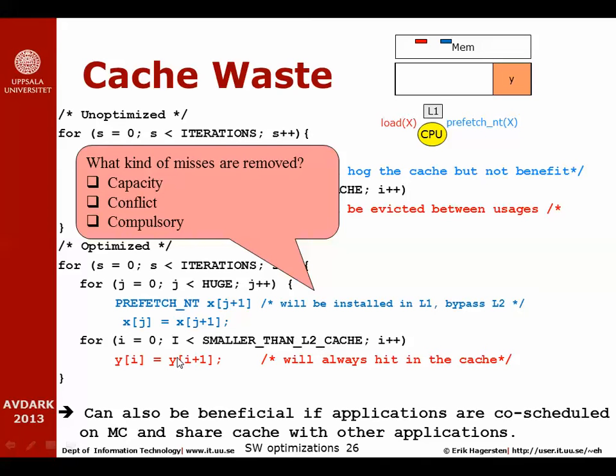This kind of strategy can also be beneficial not just when you run a single application like this fairly constructed example here, but more so if you run many applications together and those applications are scheduled to run in the same multi-core, which means that they would most likely fight for some cache resources at some level in that multi-core. We're going to see now how you can apply an automatic strategy for inserting these kinds of prefetch NT instructions into the code.